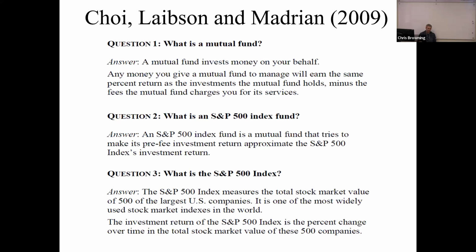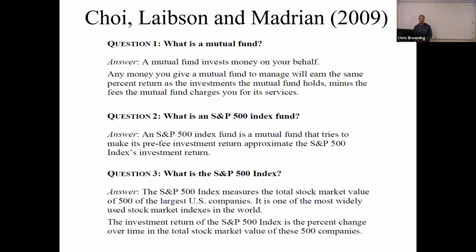All right, so let's look at an example with smart people. This Choi, Laibson, and Madrian paper is surveying people at Harvard University from three different populations: a student population, a staff population, and a faculty population. This kind of goes back to the story I told earlier as well. They're conditioning people on different criteria associated with mutual fund investments.